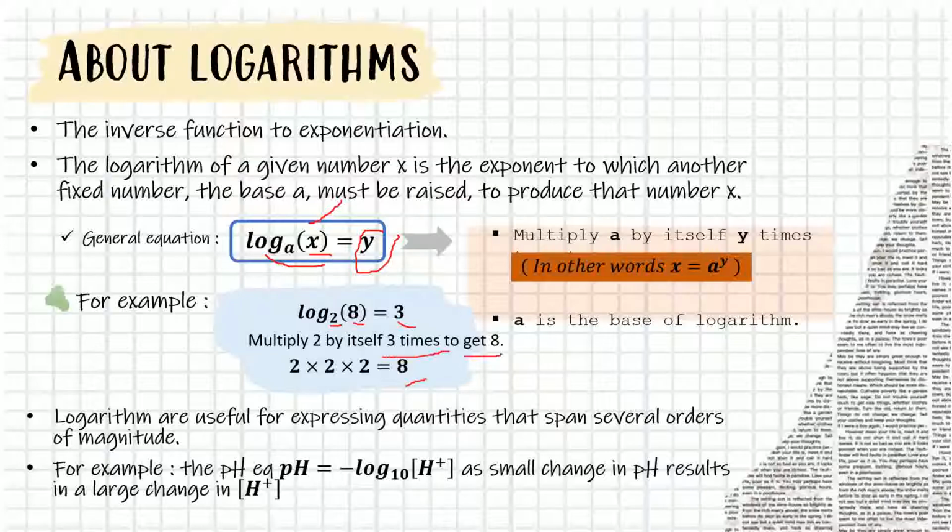Logarithms are useful for expressing quantities that span several orders of magnitude. For example, in chemistry, the pH equation. pH is equal to negative log base 10 of the concentration of H plus. A small change in pH results in a large change in the concentration of H plus. Another example is Lenz's equation.